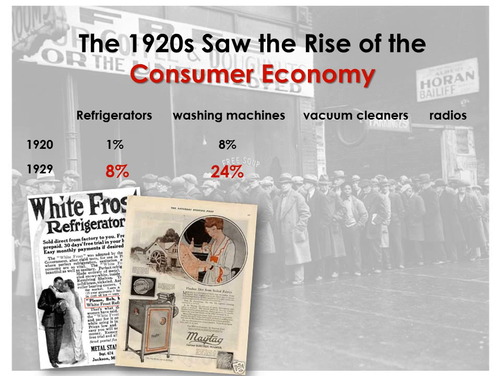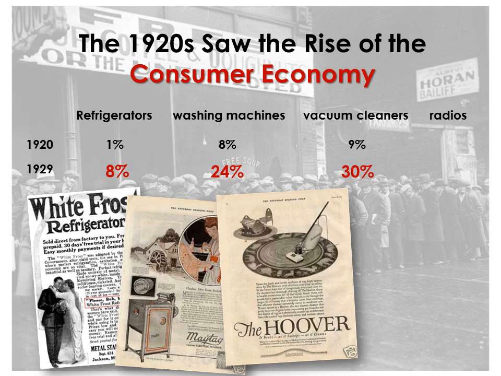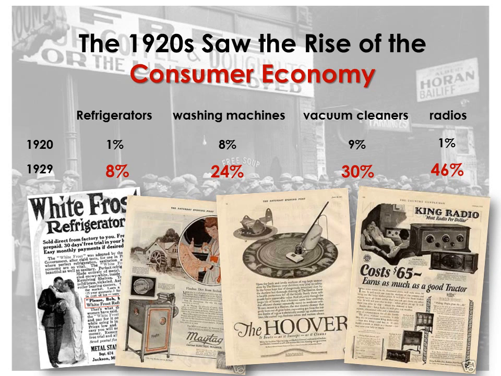Washing machines. In 1920, 8% of American homes had washing machines. By 1929, this has jumped to 24%. 9% of American homes own a vacuum cleaner, and by 1929, 30% of American homes own a vacuum cleaner. And radios. 1% own a radio in 1920. By 1929, that's up to 46%. So this is a big jump in the amount of stuff that people can have. Yeah, wages are rising, people have more money to buy stuff with, but there's more to it.